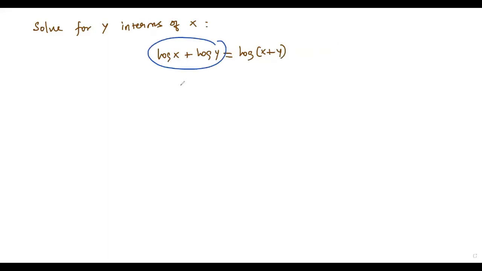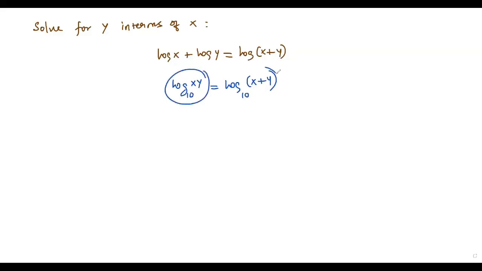Whenever we add two or more logarithms with the same base, we have to take the logarithm once and we have to multiply the arguments. So this is the product rule of logarithms. So the multiplication of arguments is x times y, equals log of x plus y. Here on both sides we have a common logarithm, that is, we have a logarithm with base 10.